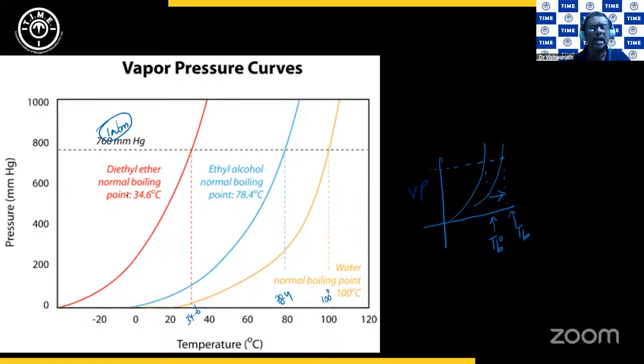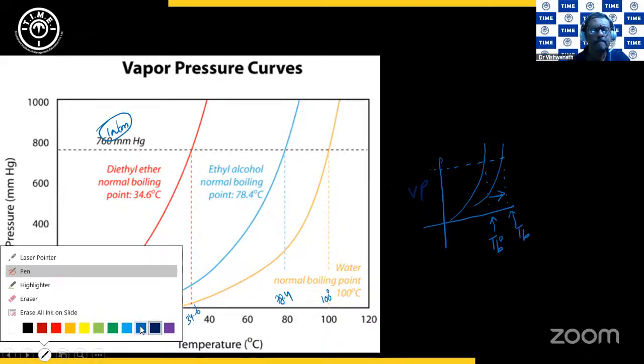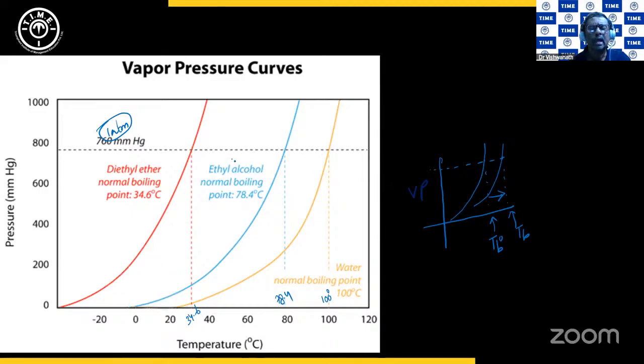The first one is diethyl ether. The second one is ethyl alcohol. The third one is water. Water boils at 100 degrees. Ethanol boils at 78.4 and diethyl ether at 34.6. So this is the curve that we have, vapor pressure versus the temperature.